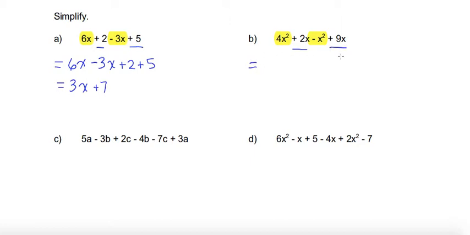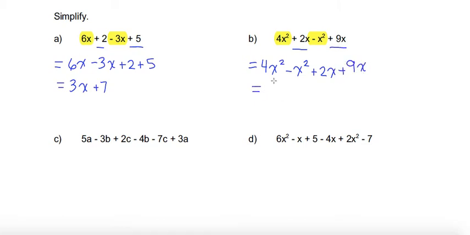So now I'm going to rewrite this by grouping my like terms together or combining my like terms. So I have 4x squared minus x squared, remember to keep the sign that's in front of it, plus 2x plus 9x.